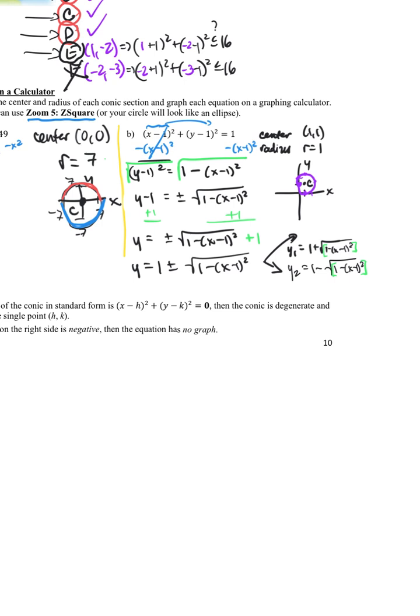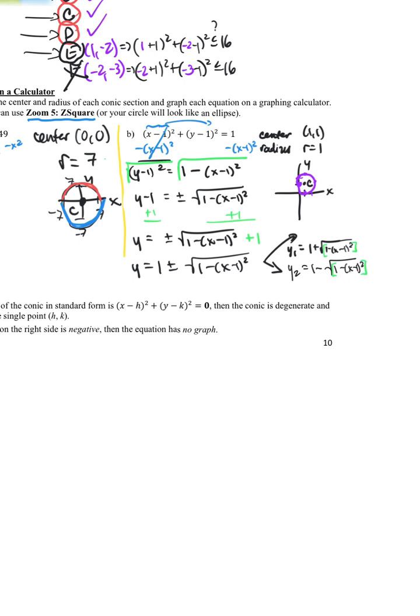So if we think back, what was the degenerate conic for a circle? A point, right? What was the degenerate case for an ellipse? It was also a point. What was the degenerate case for a parabola? A line. And the degenerate case for a hyperbola: two intersecting lines, right?